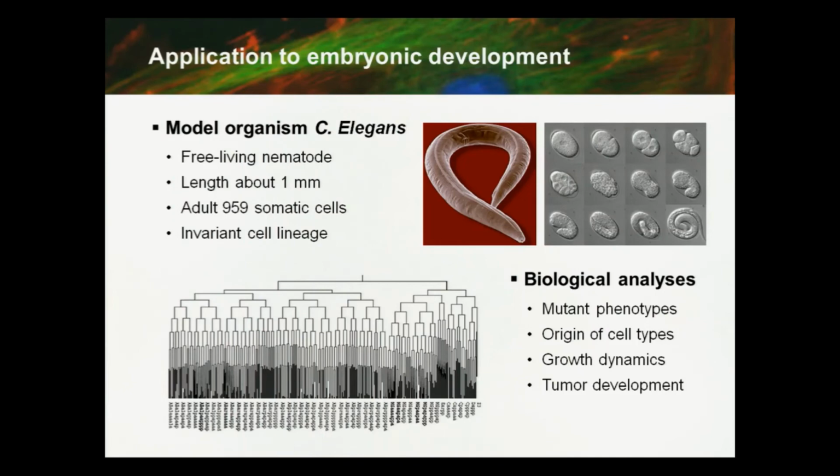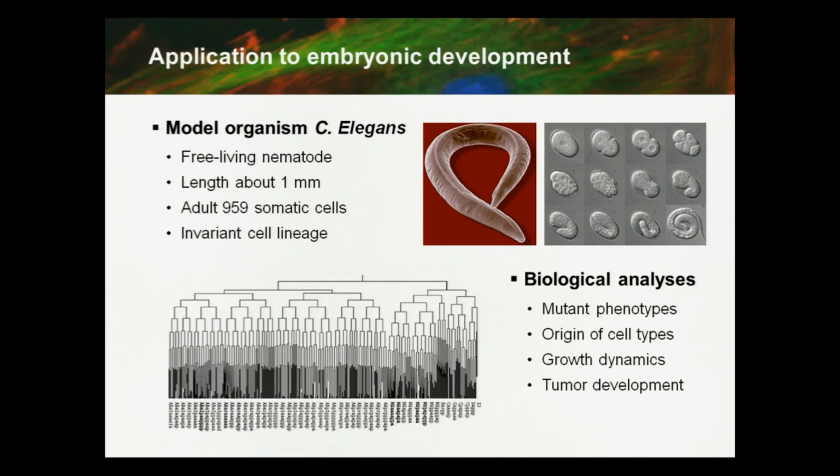This whole lineage tree is known exactly for C. elegans. 959 cells, it's always the same, supposed to be. This is not so in human beings, obviously, but in this model organism, it is the case. And people know exactly what this lineage tree should look like. So this is like an atlas. This is what it's supposed to be.